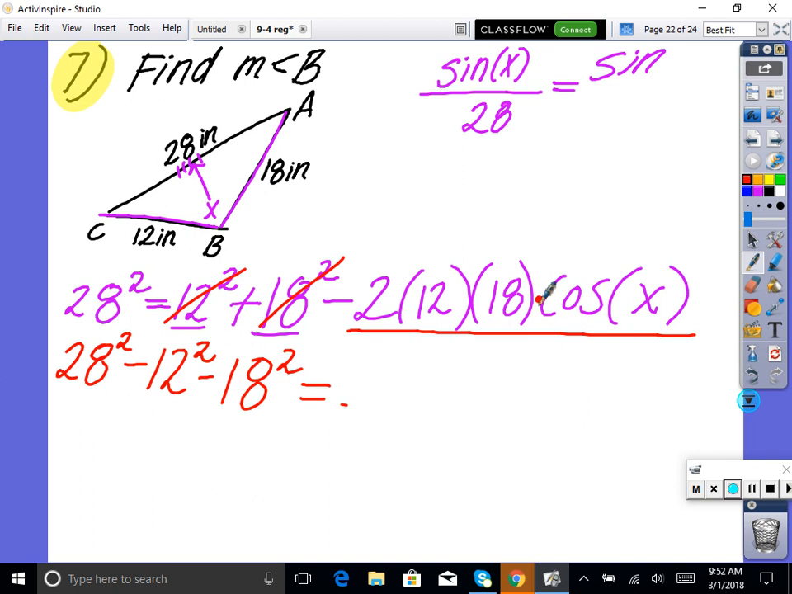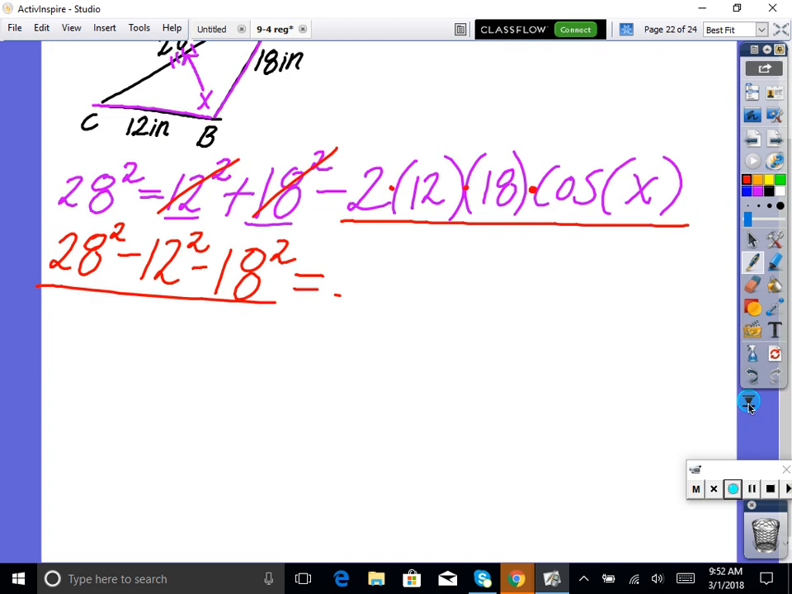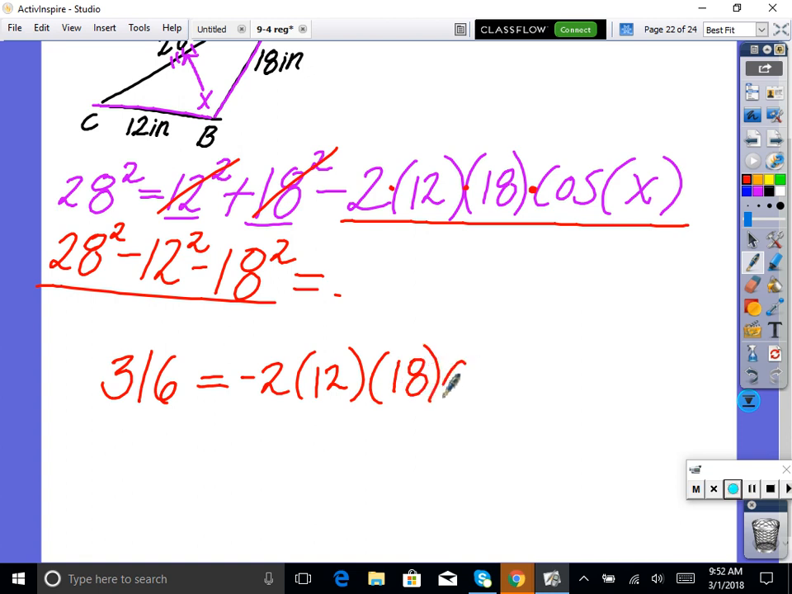This is all attached by multiplication signs, isn't it? So we can't add that over. It's attached by multiplication. So I'm going to rewrite what I have so far. Everybody go ahead and calculate that: 28 squared minus 12 squared minus 18 squared. What is that? So we have 316 is equal to, now over here, what I have right now is negative 2 times 12 times 18 cosine of x.